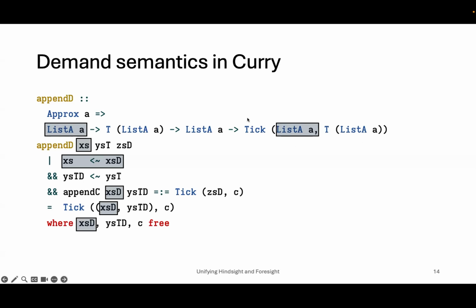And all we have to do is postulate a free variable. A free variable in Curry speak is essentially a logic variable. Postulate a free variable for the demand on this result, and constrain it to be related to the actual result. Similarly for the second argument.